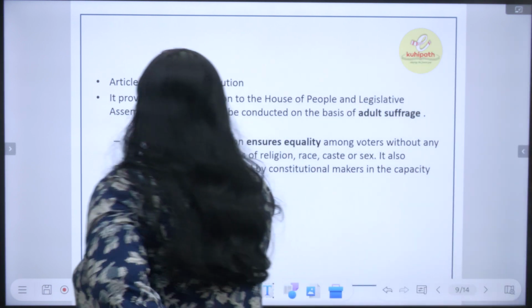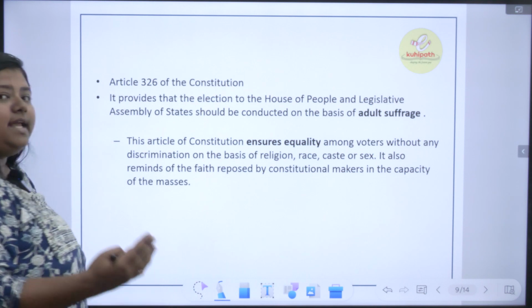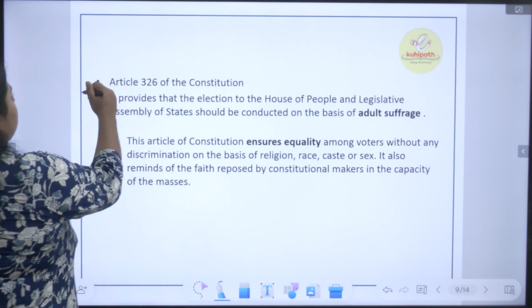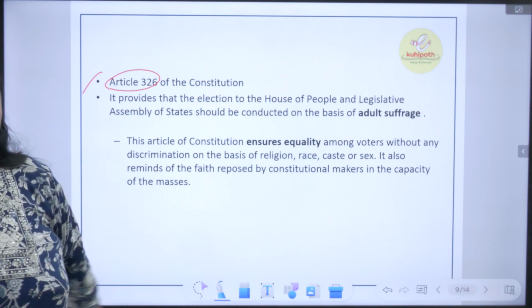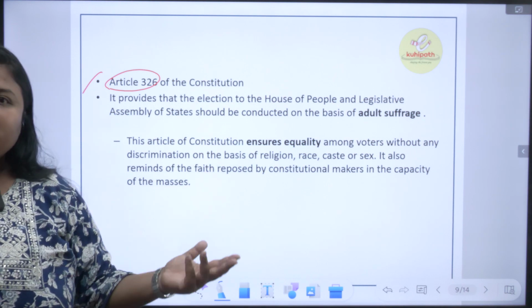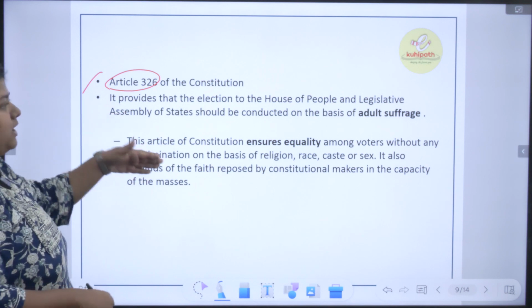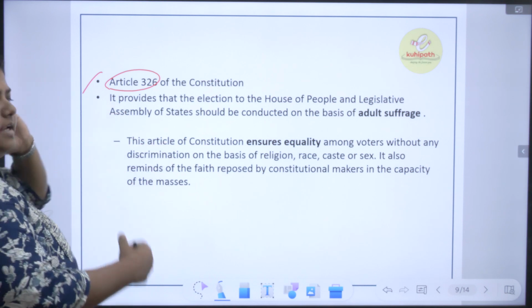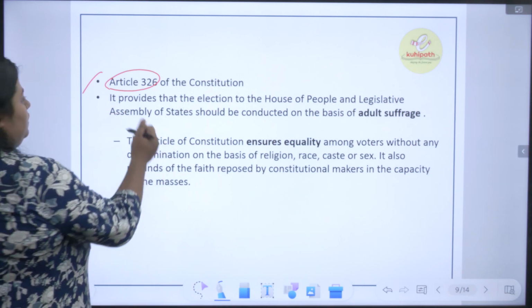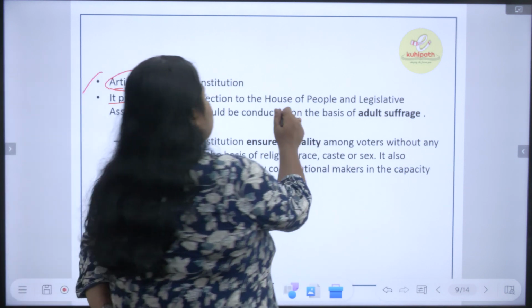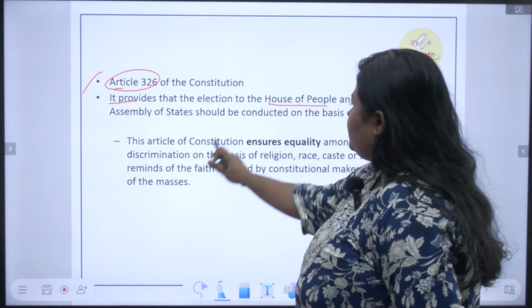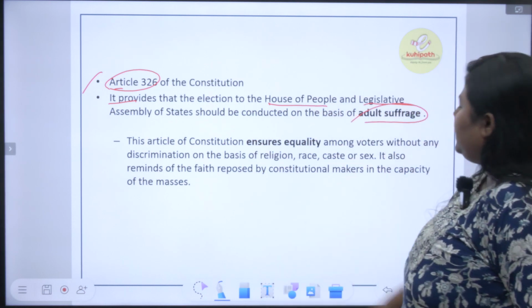I have written the answer using the material I taught earlier. That means whatever I have written on the slides or in the previous video, I have made the answer from that. So you will be able to write if you go through this video only. Fine. So it provides that the election to the House of the People and Legislative Assembly of State should be conducted on the basis of adult suffrage.